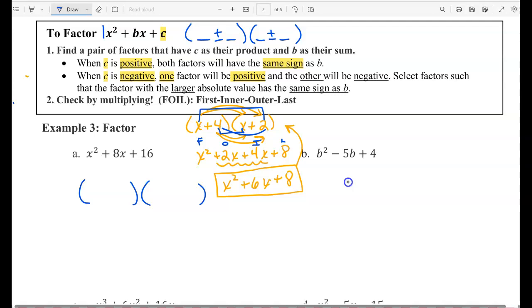So let's think about this. If we have 2 binomials, we know that the x and x must take on the first positions. And then we also know that the 16 must come from the last positions. So what we want to do is go to the side and think about all factors of 16. So 1 times 16 is 16. 2 times 8 is 16.